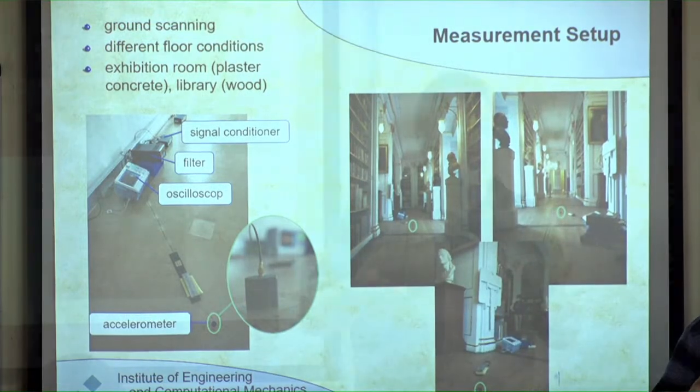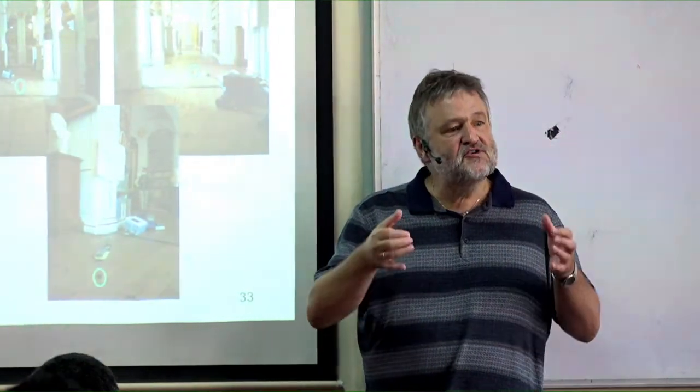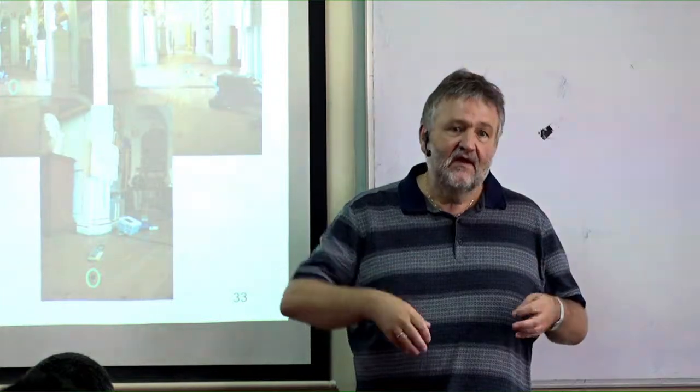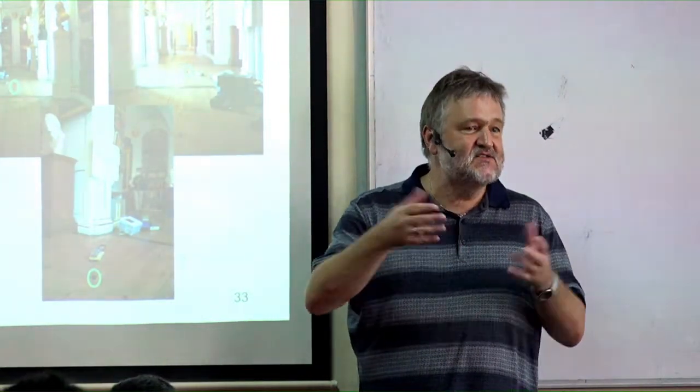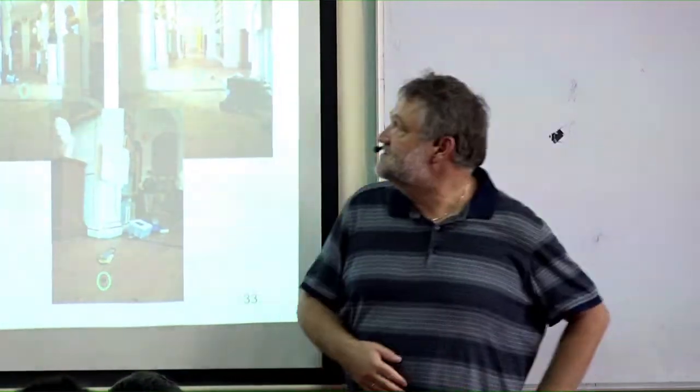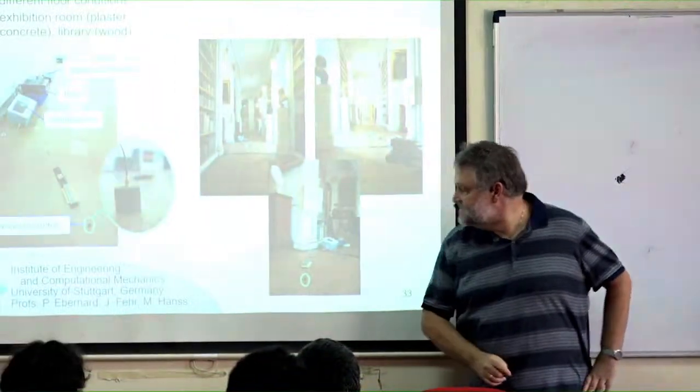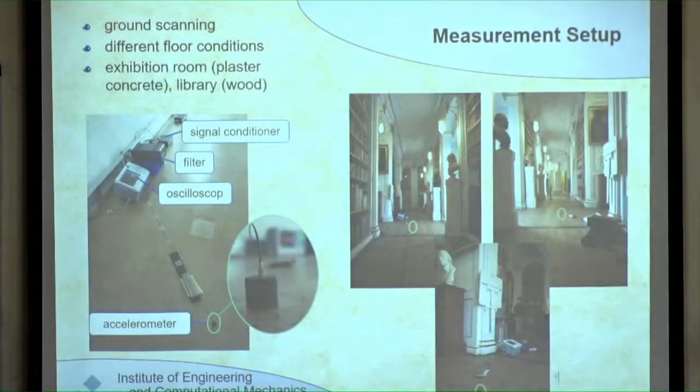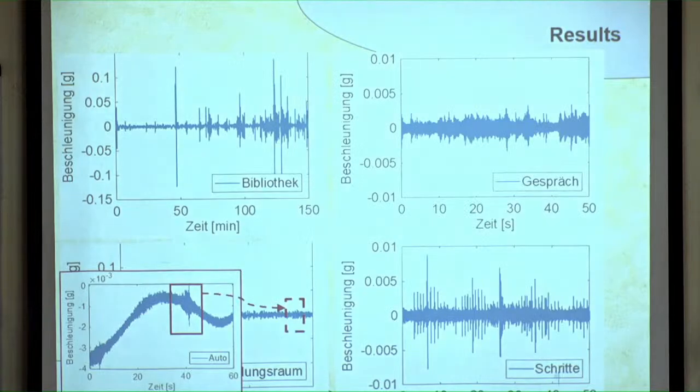They are larger than usual ones because for ground vibrations they are very slow. And if you have slow vibrations, you need big masses to be excited. So therefore, these are larger than our usual accelerometers. And then we try to see what is happening in the museum. I want to give you a few examples of what is happening here.